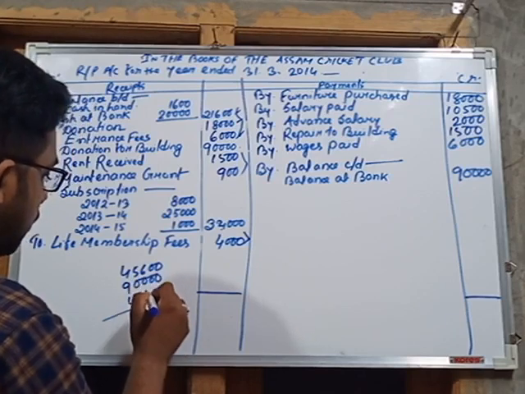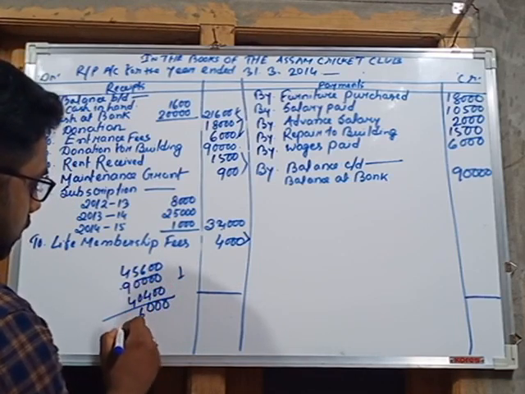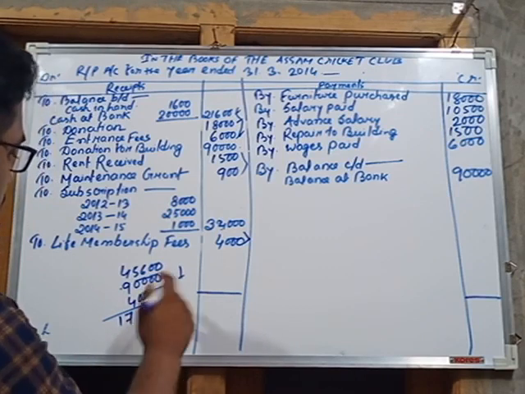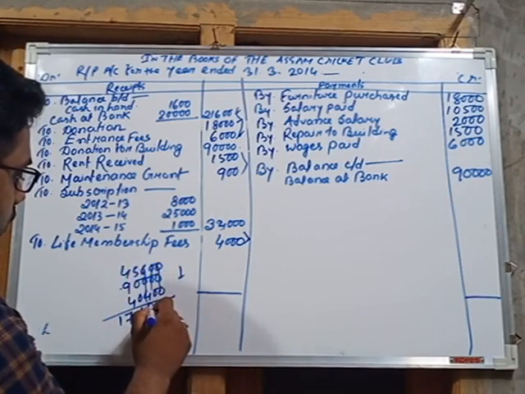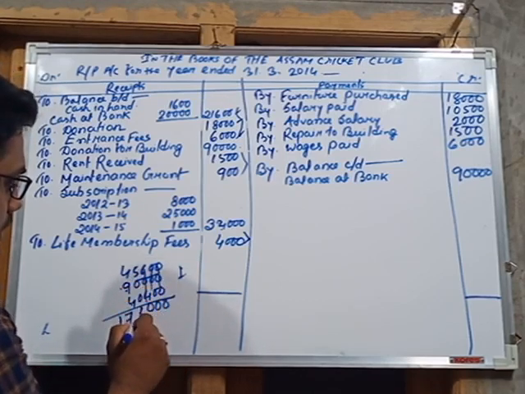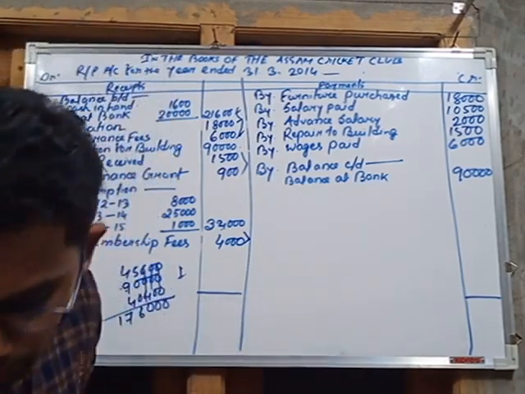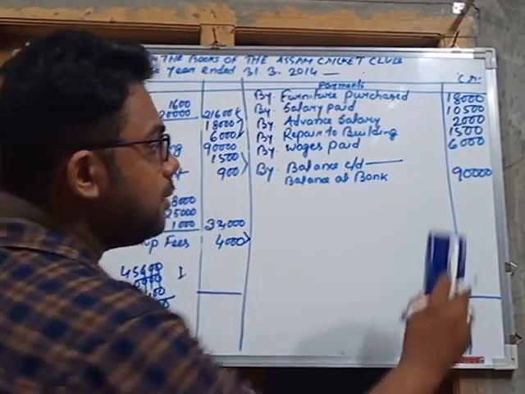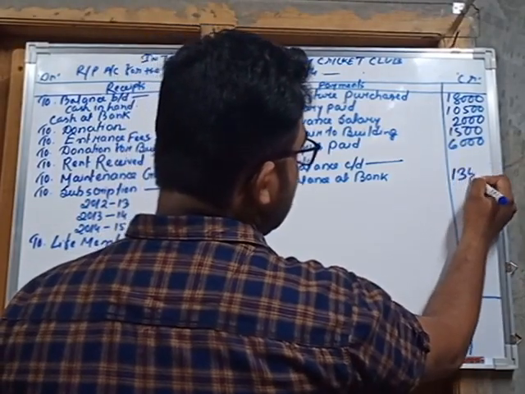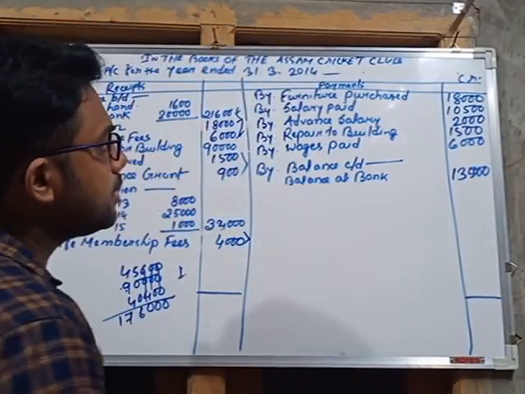The total is 1,76,000 on the receipt side. Sorry, the balance at bank at the end of the year was rupees 1,35,000. By mistake I wrote 90,000.